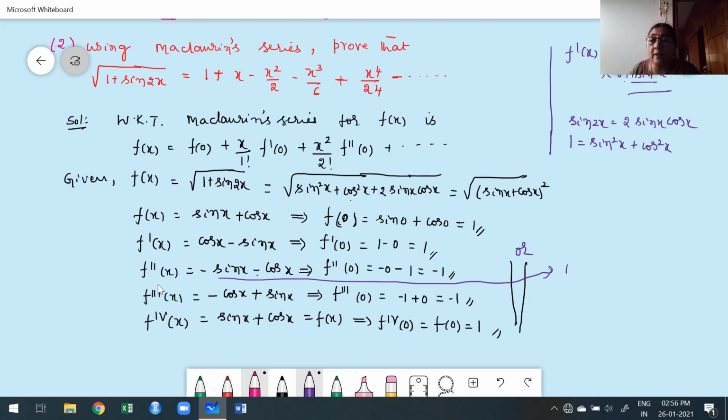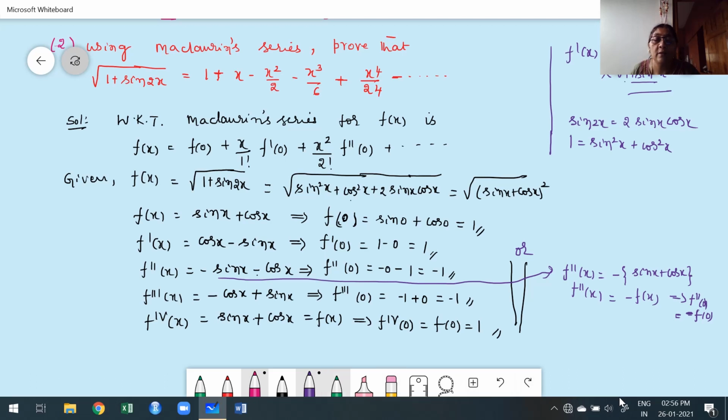Now after the second derivative, before moving to the next step, in f double dash of x, take minus outside. What's the remaining? Sin x plus cos x. Sin x plus cos x is our given function, so it is minus f of x. Now here itself, if you want to write, the second derivative at 0 is minus of f of 0.